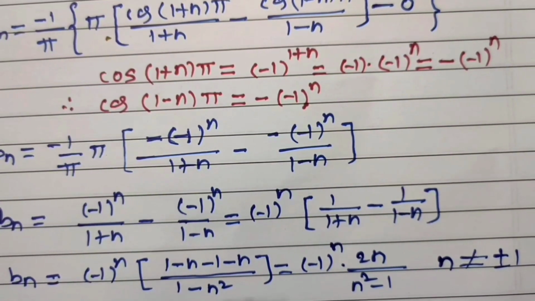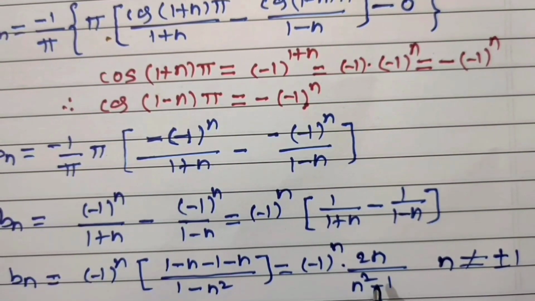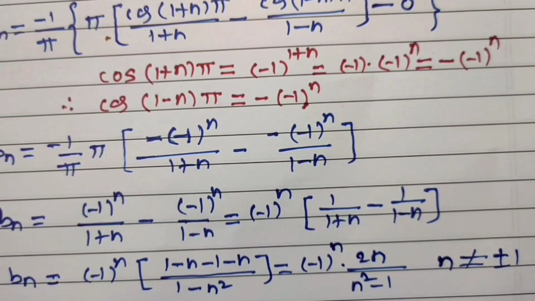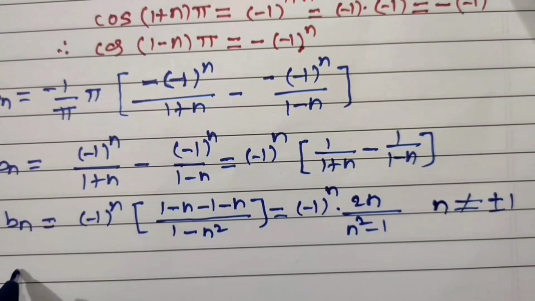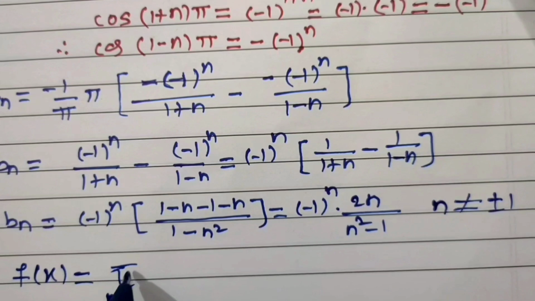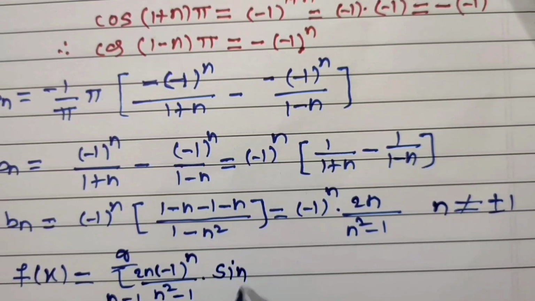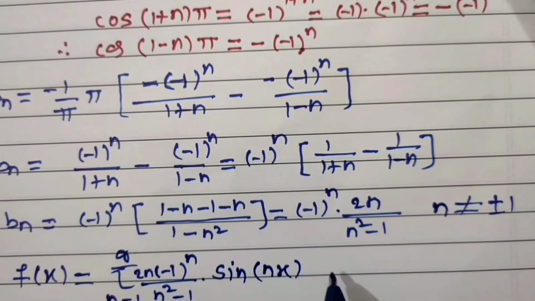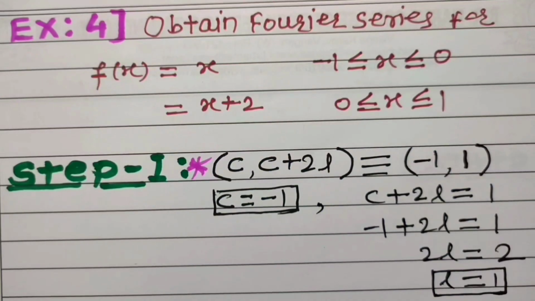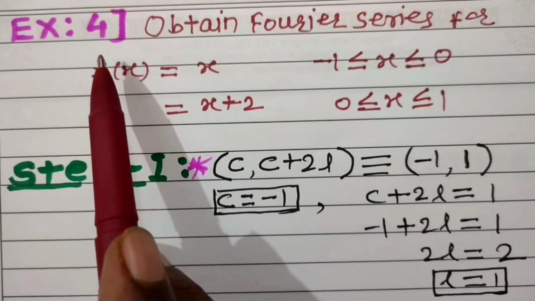So this is Bn. Now we have to substitute the value of Bn in the Fourier series expansion formula. Hence f of x is equal to summation n equals 1 to infinity, Bn is having this value, minus 1 to the power n, 2n divided by n square minus 1, into sine of n pi x divided by l. But l is pi, so sine nx. And this is the answer.